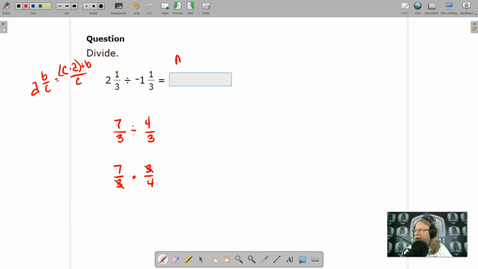Let's factor the 3 out of each of those, right? Those are going to become 1s. 7 times 1 is 7. 1 times 4 is 4. So we could put in the answer of 7 over 4. Or how many times is 4 going into 7? Once. What's the remainder? 3. And the denominator stays the same. Or you could put it as 1 3/4.